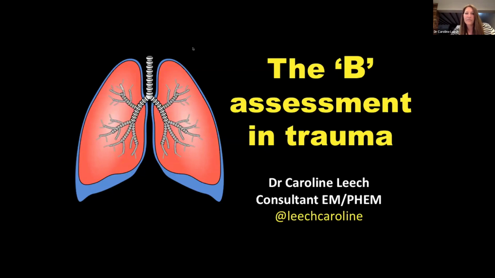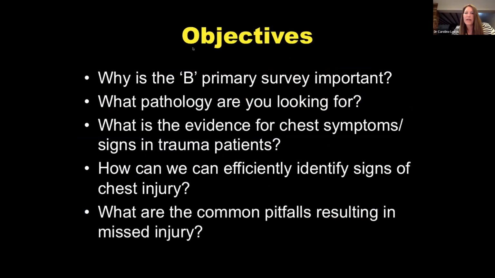So what are our objectives today? We want to look at why the B in the primary survey is important. What pathology are we looking for? What's the actual evidence for the chest symptoms and signs that we've been taught to examine for? How can we efficiently identify the signs of chest injury? Clearly we don't want to miss anything important, but we haven't got ages to spend. And what are the common pitfalls resulting in missed injury?